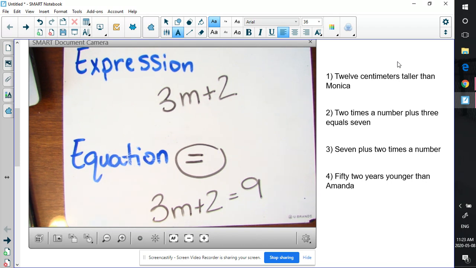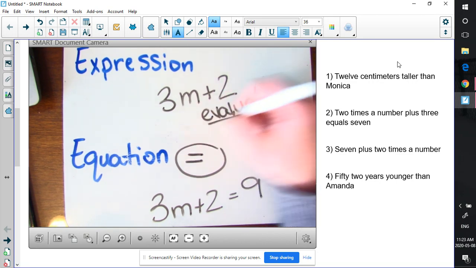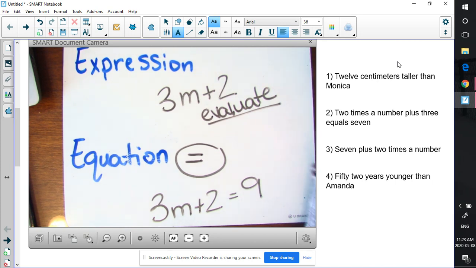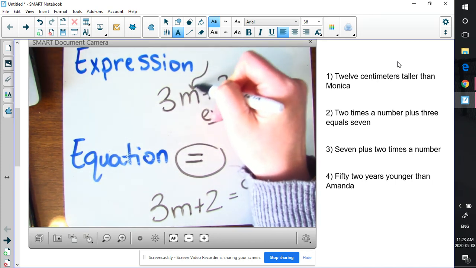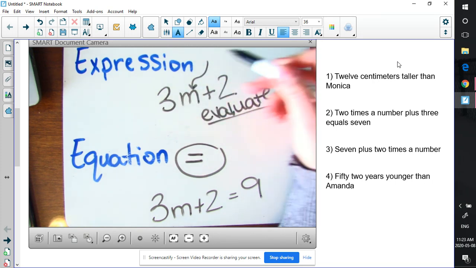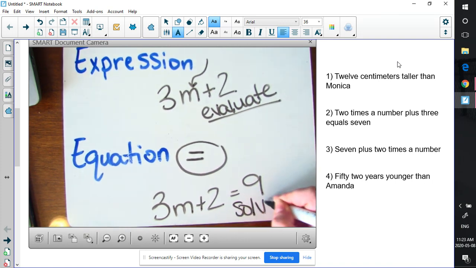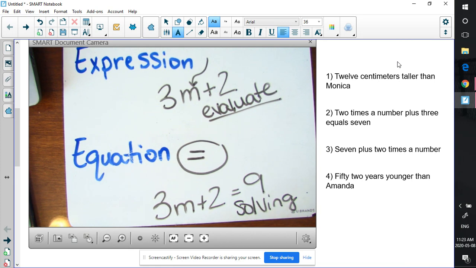All right, so we cannot solve expressions. What we can do is evaluate expressions, and we did that last week. So remember, we practiced taking a number and substituting it in for the variable and then getting an answer, right? That's evaluating the expression. In the next coming weeks, we're going to work on solving equations. So it's similar, but you don't replace the variable for anything. You figure out what the variable represents. All right, so that's the difference between expressions and equations.